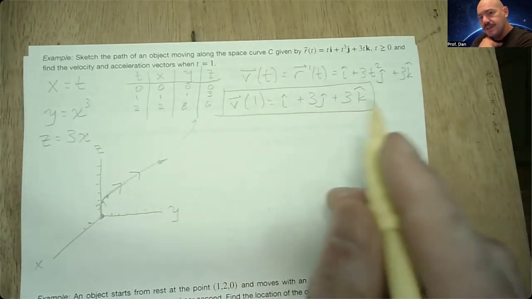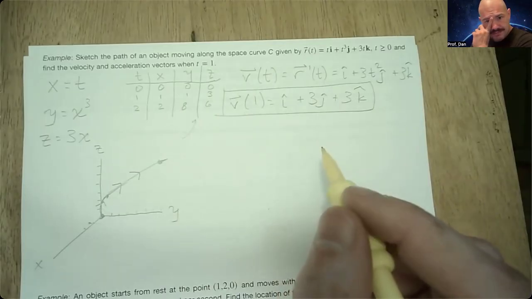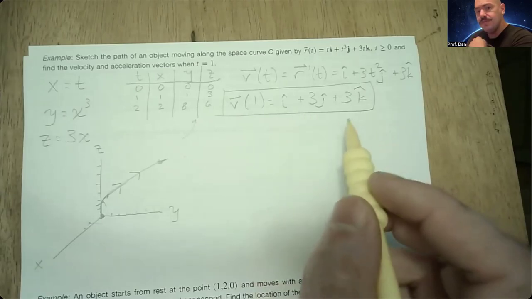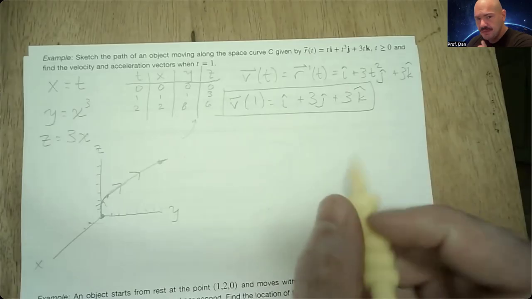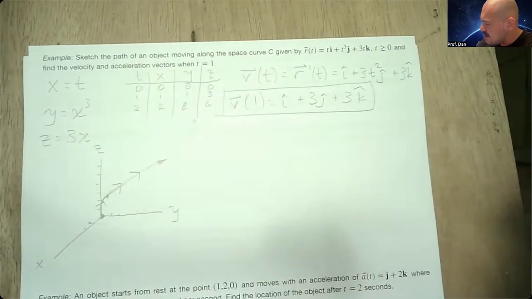Side note, if I wanted to find the speed of the object when t is 1, how would I do that? I'd basically get this vector and then I would find its magnitude. We weren't asked for that, but just an opportunity to test your knowledge.